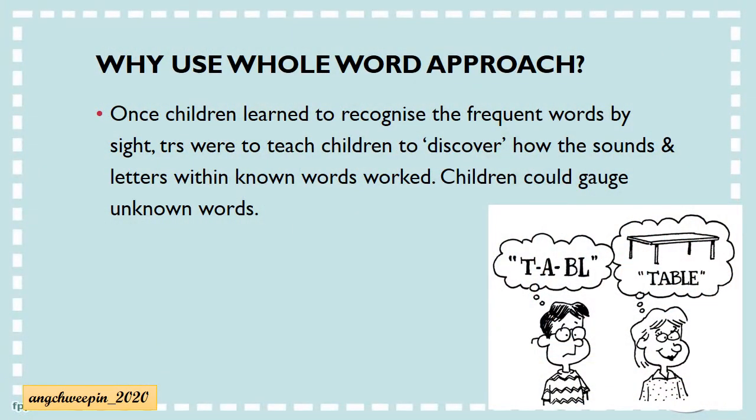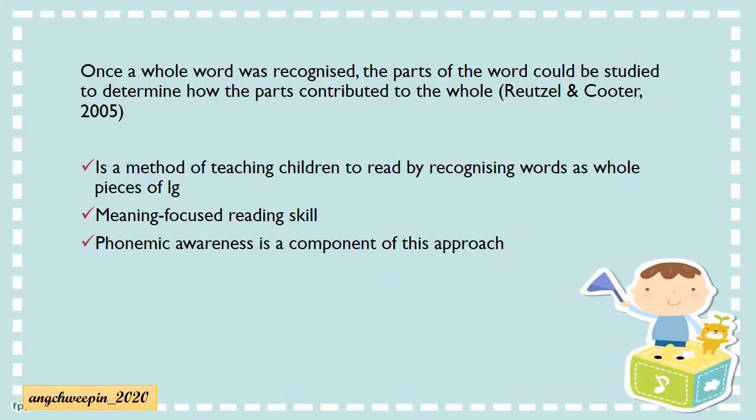Why use the whole word approach? It was believed that once children learned to recognize the frequent words by sight, teachers were to teach children to discover how the sounds and letters within known words worked. By then, the children could gauge the unknown words. This approach was concurred by Reitzel and Kutter in 2005. They stated that once a whole word was recognized, the parts of the word could be studied to determine how the parts contributed to the whole.